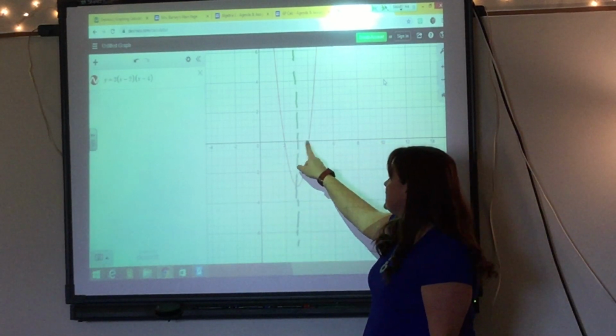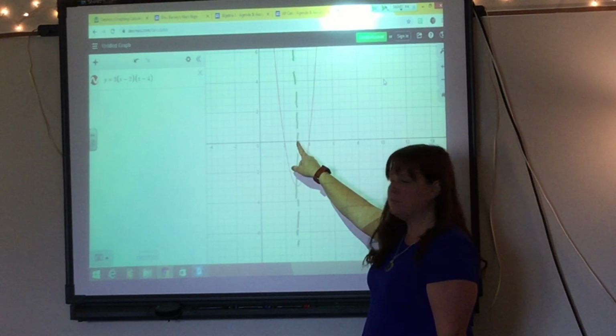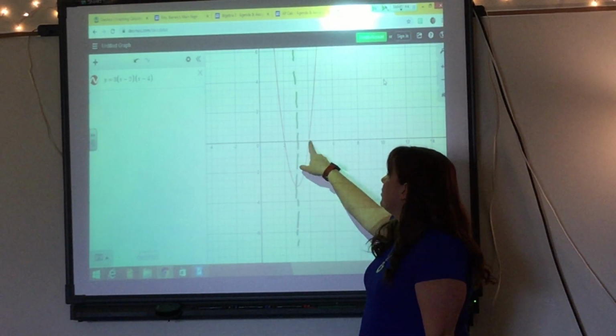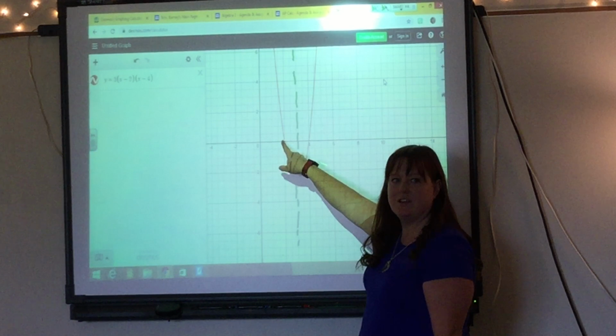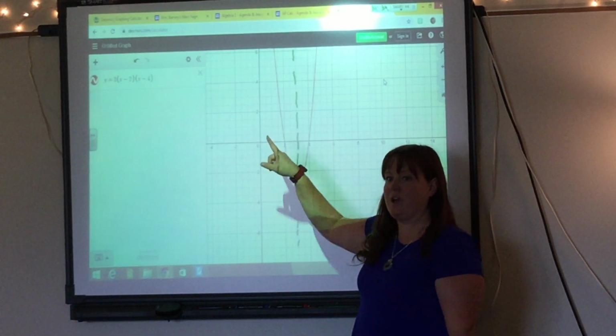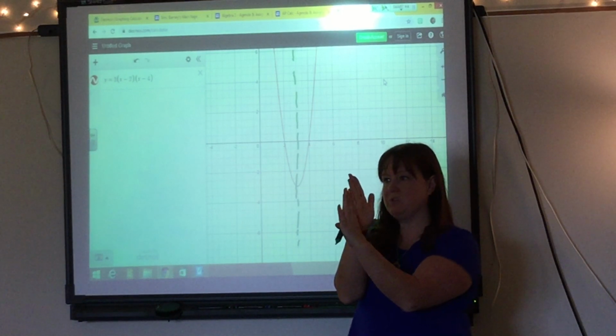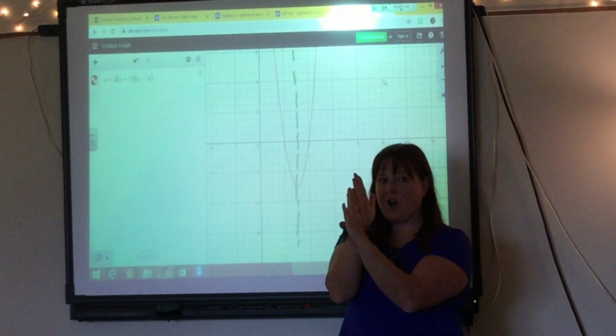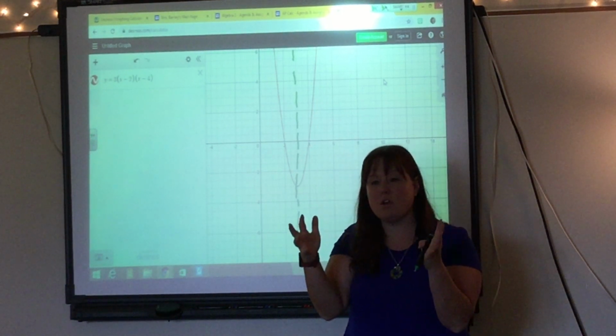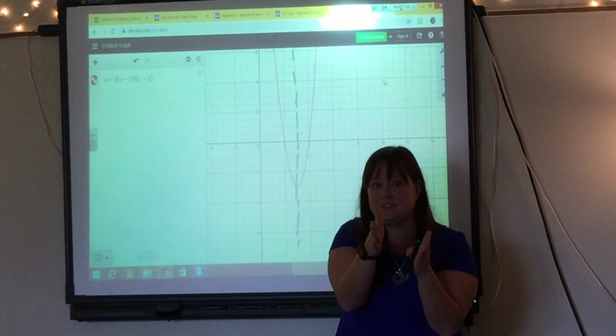How far away is this intercept from the vertex? 2. 2 lines, but 1. And how far is it away from this? 1. It's always that way. So the axis of symmetry is smack dab in between the two intercepts. So if my intercepts are 2 and 4, the x-coordinate of my vertex is 3.